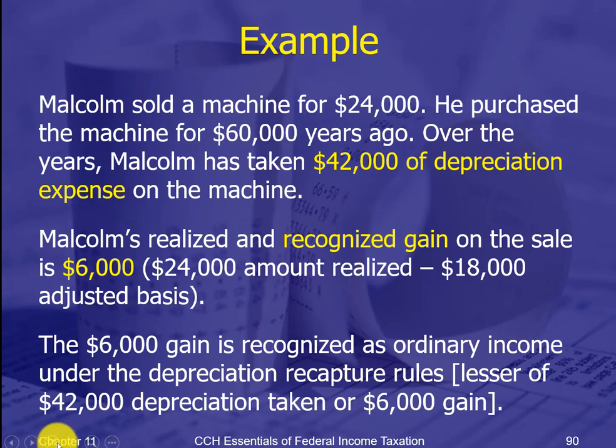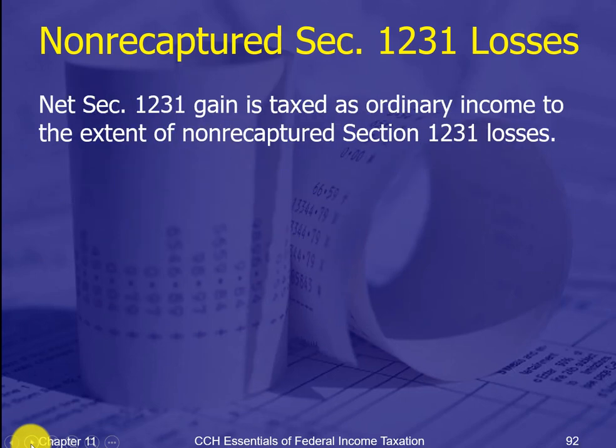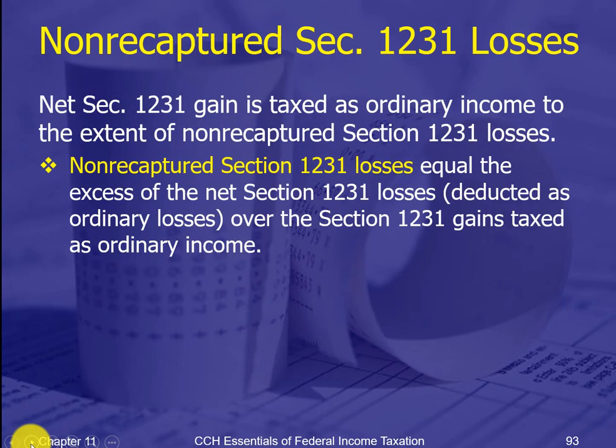All right, up to the 42,000. As long as the gain is less than 42,000, you're recapturing that depreciation from earlier years, and it is ordinary income. So much for the special treatment for Section 1231 assets. Not only that, but if you have a year with a Section 1231 gain, you have to look at previous Section 1231 losses from past years, 5 years, go back, and offset against that.